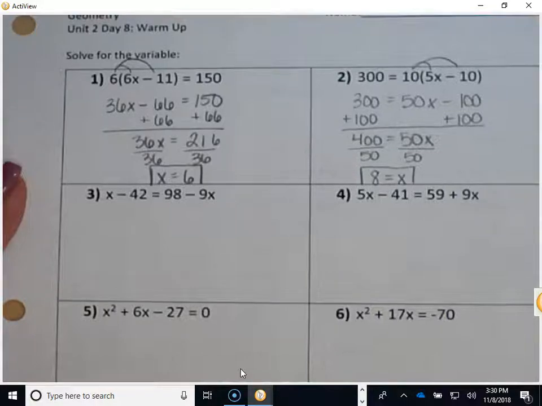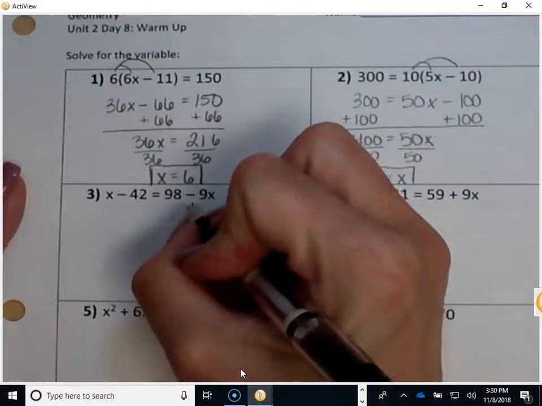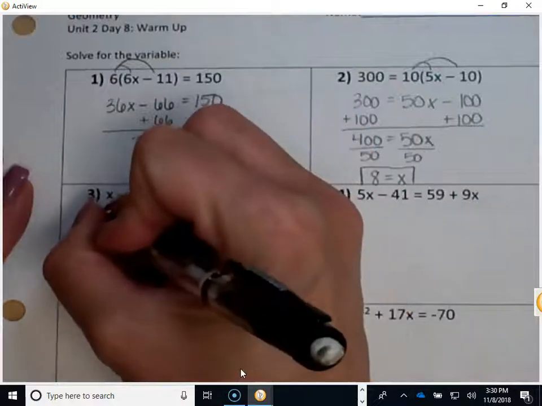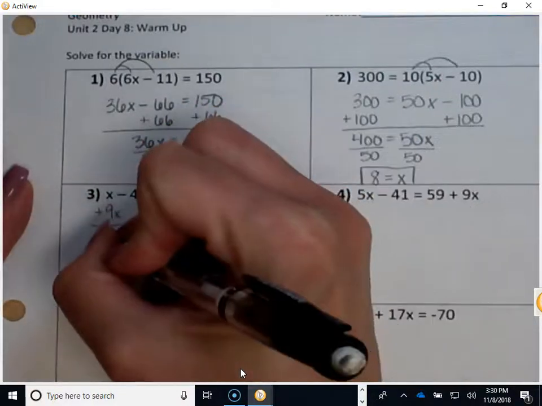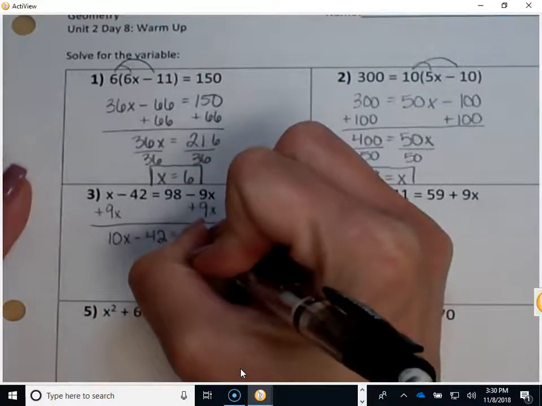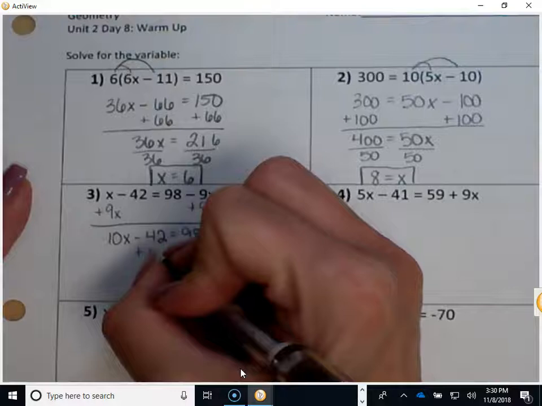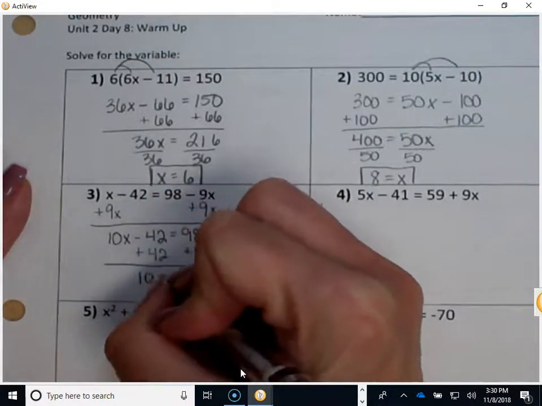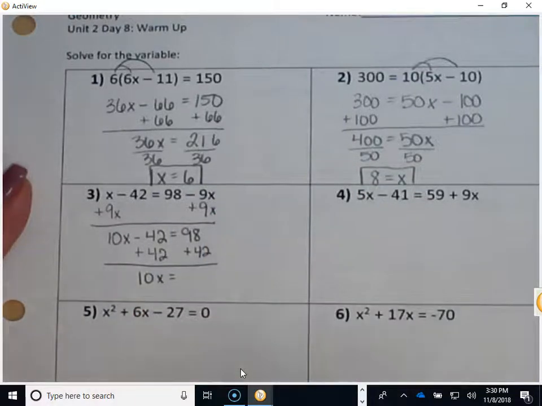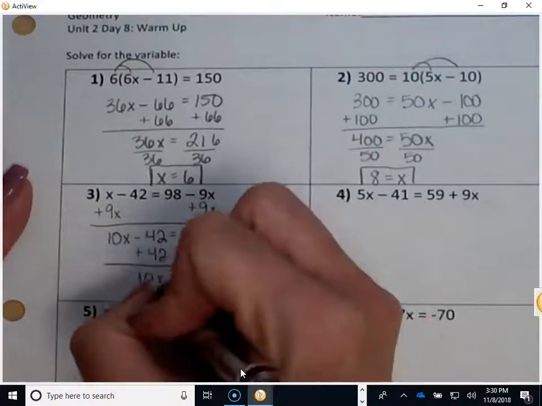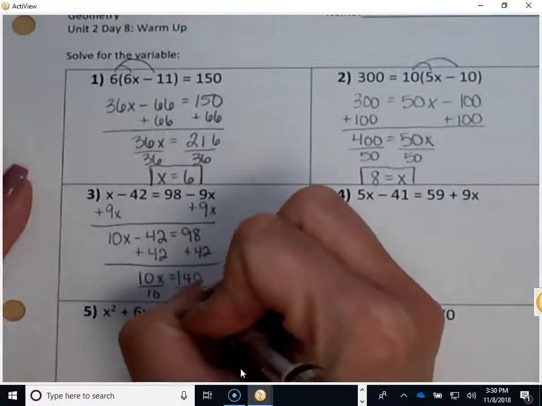Number 3, we have variables on both sides, so we need to get all our x's on one side. I'm going to go ahead and add 9x to both sides. However, if you subtracted 1x from both sides, that would have worked too. We'll end up with the same answer. So that gives me 10x minus 42 equal to 98. Working towards getting those x's by themselves, we'll add 42 to both sides. 98 plus 42 gives me 140. Divide both sides by 10 and you are left with x equals 14.